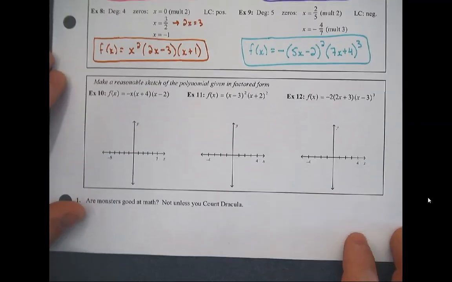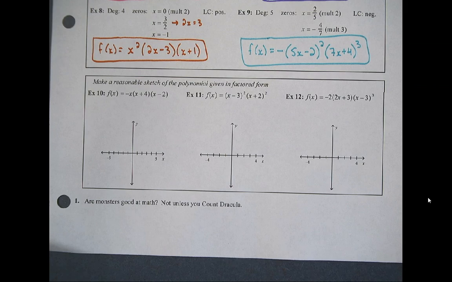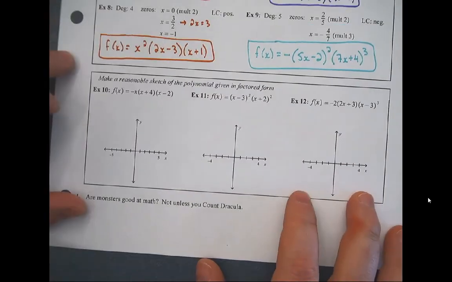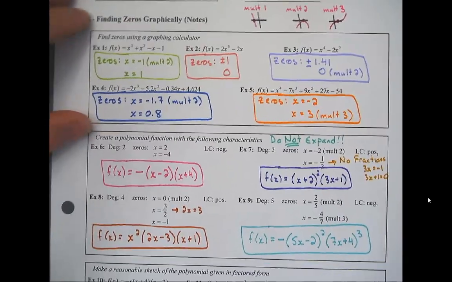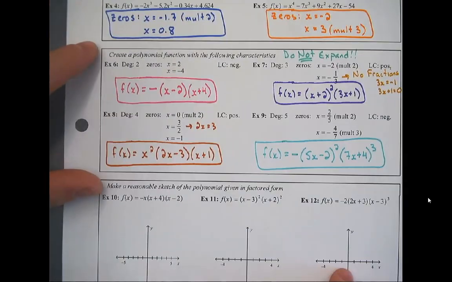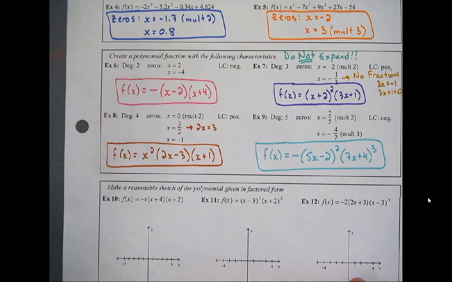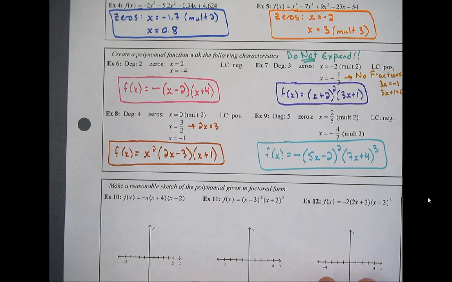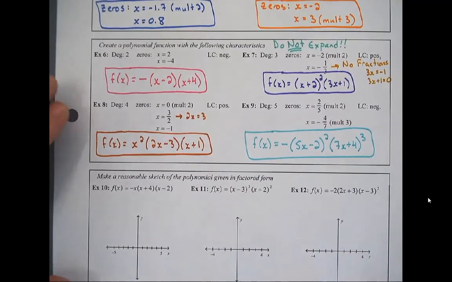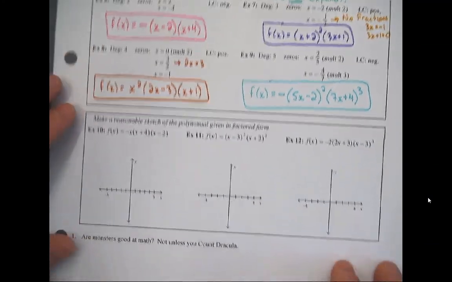Okay, last little bit here. Make a reasonable sketch of a polynomial given its factored form. So we're taking the ideas that we've done up here, and we're now putting them all together here. I'm going to take my factored equation, find the zeros, and then use the degree and the leading coefficient to help me determine which way my polynomial has to go.